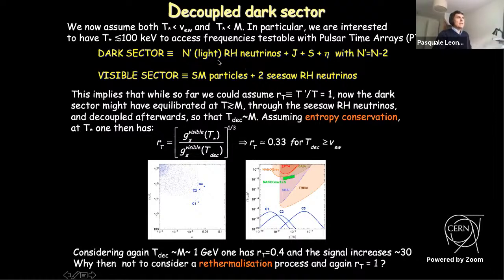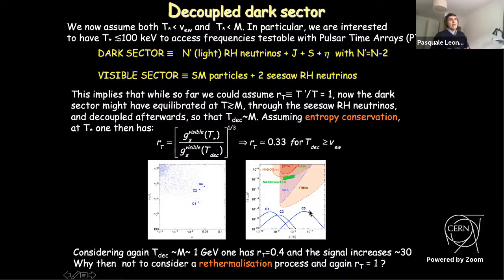When you decouple the dark sector, then the temperature of the dark sector is not necessarily anymore equal to that of the visible sector. And if you assume that it is coupled at the seesaw scale and then it decouples, you can calculate from entropy conservation what this ratio is. So if T star is still at the electroweak scale, it will be 0.33. And these simple modifications suppress the signal. If you lower the scale of the seesaw to 1 GeV, this ratio grows to 0.4 and the signal will increase again by a factor 30.